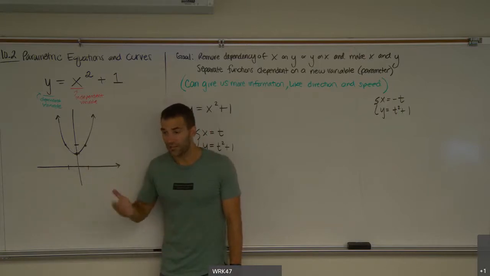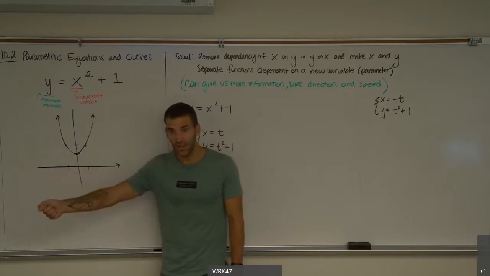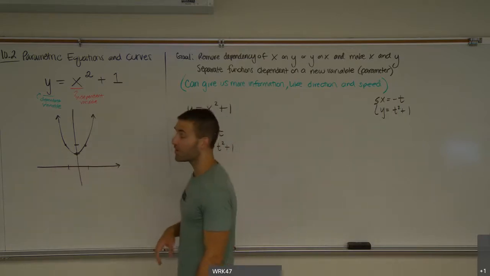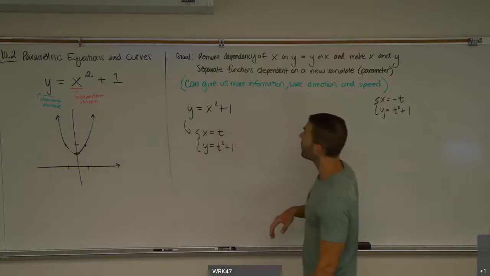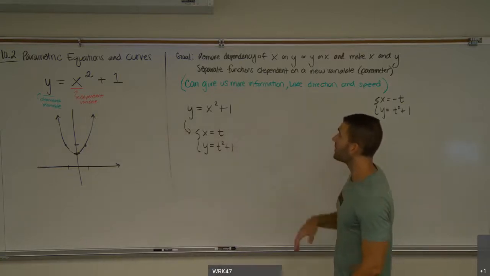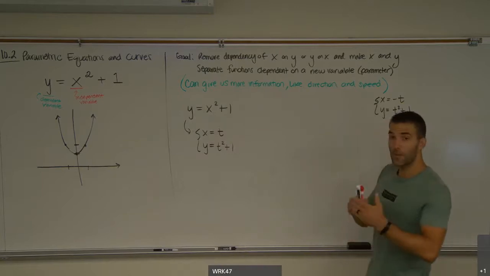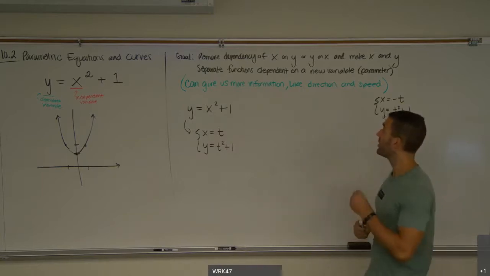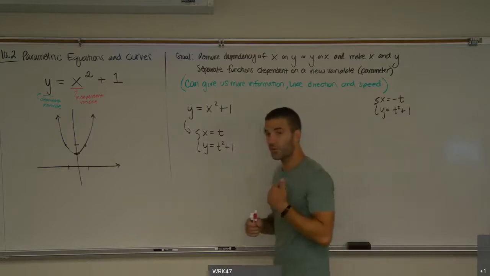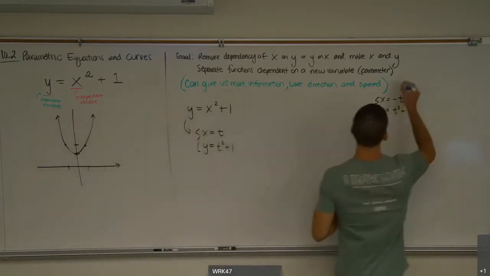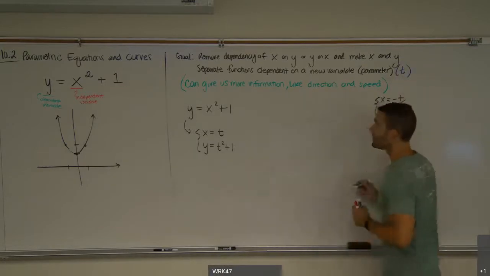Well, in order to do that, we're going to have to add something to our situation. We're going to have to throw something else in, add a new variable, add something new in order to get more information. And so the way we do that is we introduce what we call a parameter. And so what is the goal? The goal is to remove the dependency of x on y or y on x and make x and y separate functions dependent on a new variable. We call that new variable the parameter. Typically we use the letter t for our parameter. It doesn't have to be t.